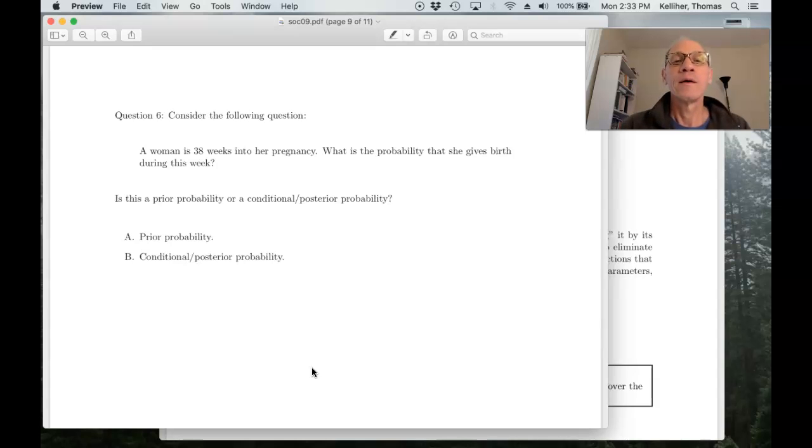Okay. Well, think about this for a second. Do we have information here? If we do, it would be a conditional probability. Otherwise, it's just a prior probability. So I'll pause, think about it. This is B. This is a conditional probability, as we'll see in a second.